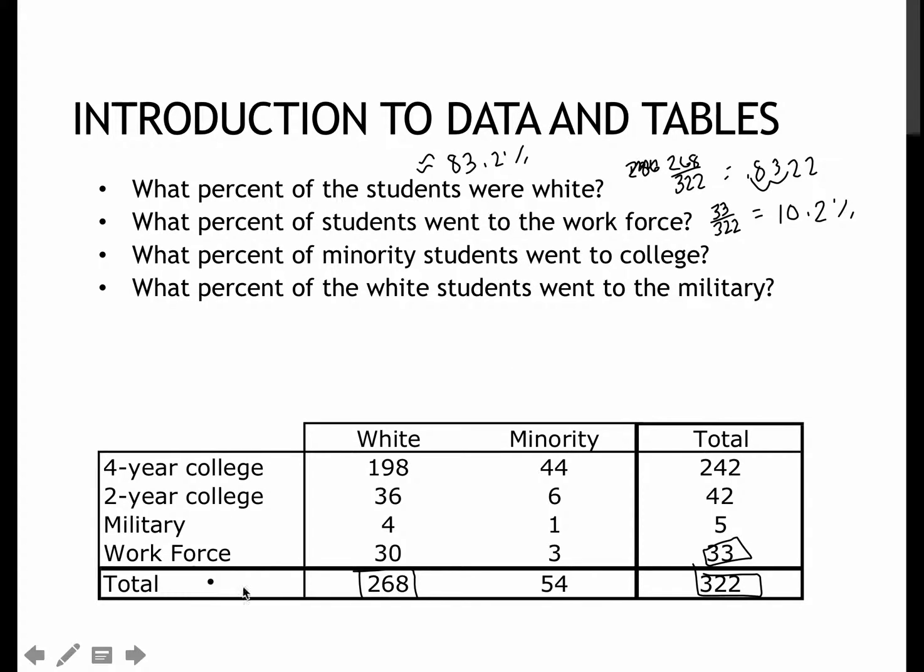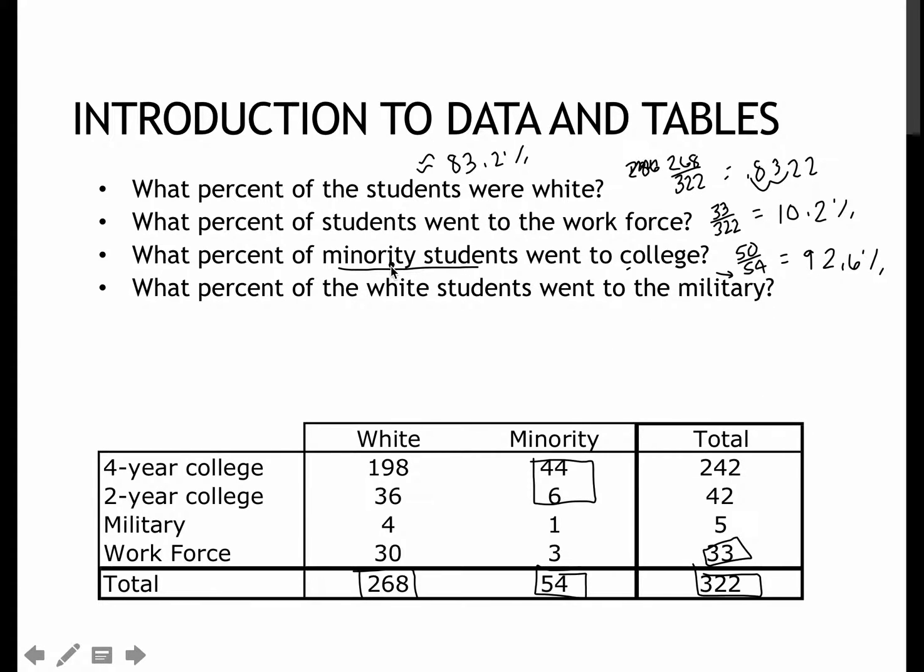What percent of minority students went to college? So we're focused only on minority students, 54. And total, we had 50, so 44 and 6 would be 50 out of 54. So notice I'm using 54 on the bottom and not 322 because they're asking specifically about minority students. So what percent of them went to college as opposed to what percent of students overall went to college. So 50 out of 54 is about 92.6%.